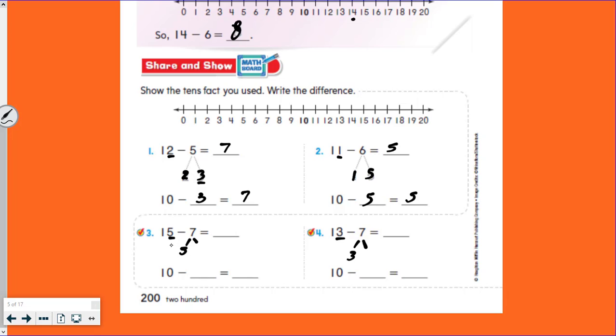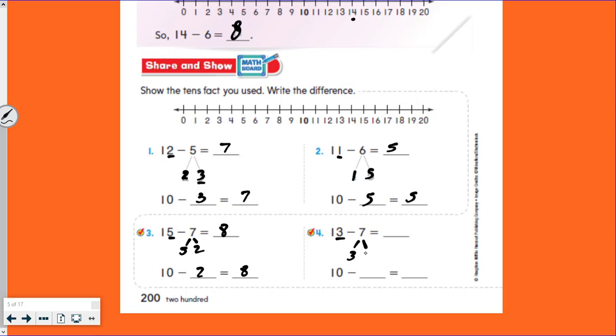All right, so we did 15 minus 5 gave us 10. And then we have to subtract what's left. So 5 plus 2 equals 7. So that's how I know there's a 2 there. So I write 2. So 10 minus 2 equals 8. So that means my difference is 8.